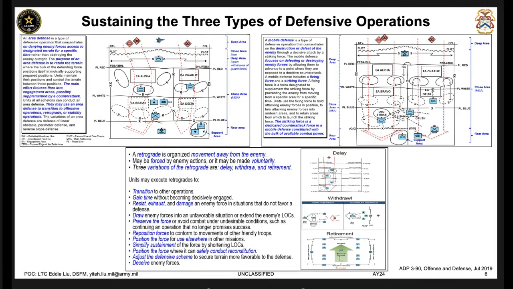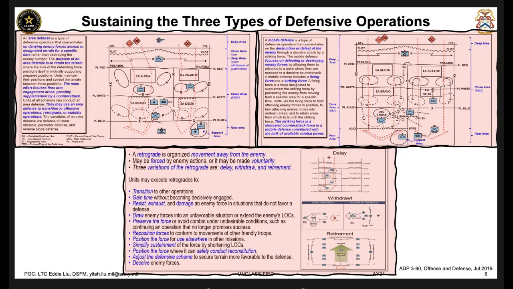Take a moment to review the types of defensive operations. Consider the doctrinal definitions and sketches of the three basic types of defensive operations: area defense, mobile, and retrograde. How do they differ? What similarities do these operations share?